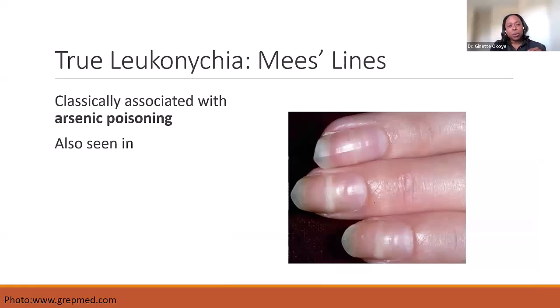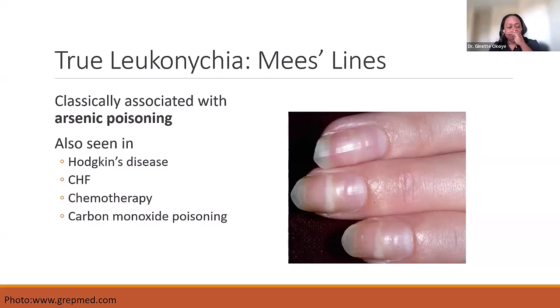Another form of true leukonychia, another way to save somebody's life, is something called a Mees line. And the Mees line is a very reliable sign of arsenic poisoning, whether that poisoning is on purpose or by an environmental insult. It's also seen in some other things: chemotherapy, CHF, Hodgkin's disease. Either way, a Mees line is not a good thing.